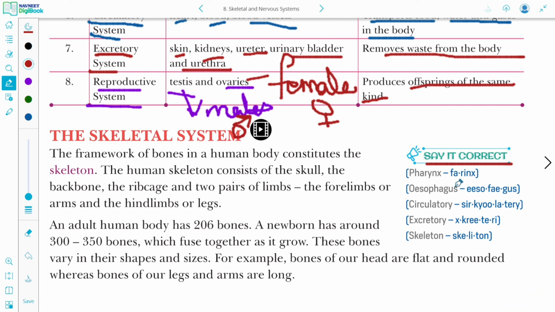Say it correct. Pharynx, esophagus, circulatory, excretory, skeleton. Hope so you got the correct pronunciation of these words. Once again, pharynx, esophagus, circulatory, excretory, skeleton.